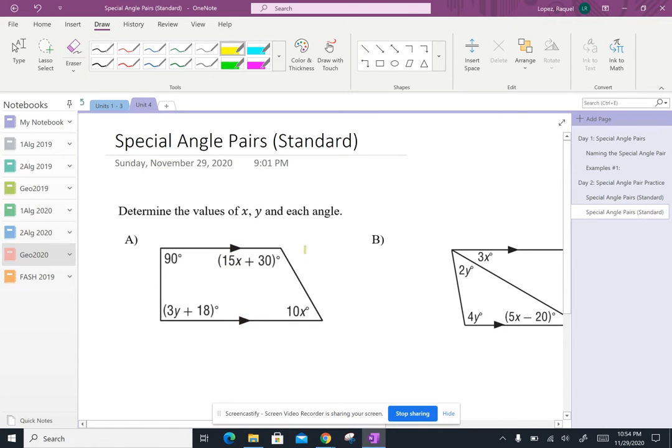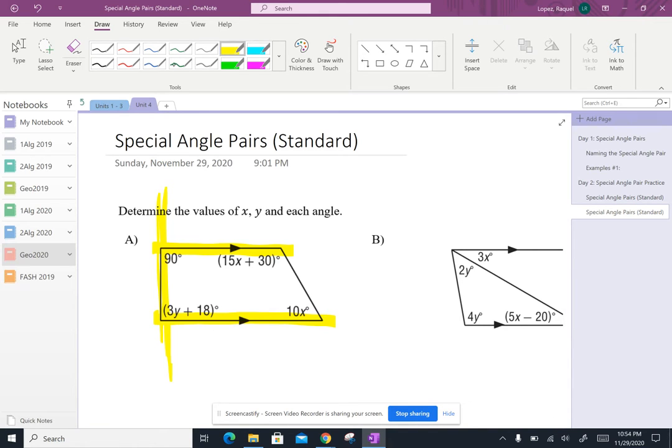Okay, so if these lines are parallel, then I've really got two different transversals. One transversal is shown here. So let's just focus in on this side of the diagram with the 90 and the 3y plus 18. If we're looking at this transversal, I can see that the 90 and the 3y plus 18 are same side interior angles.